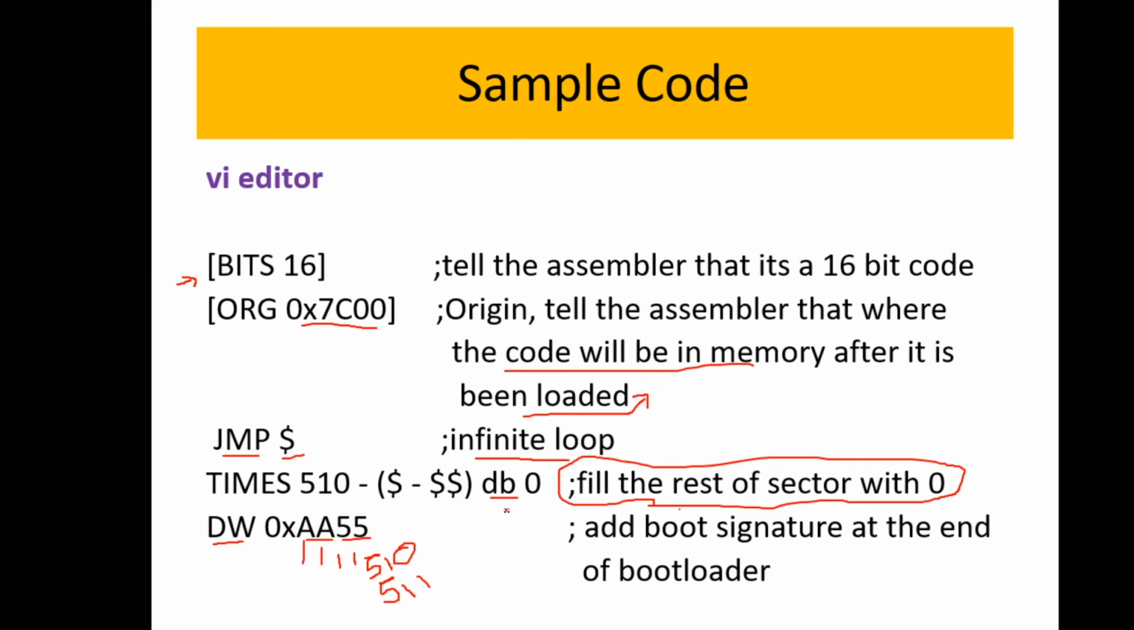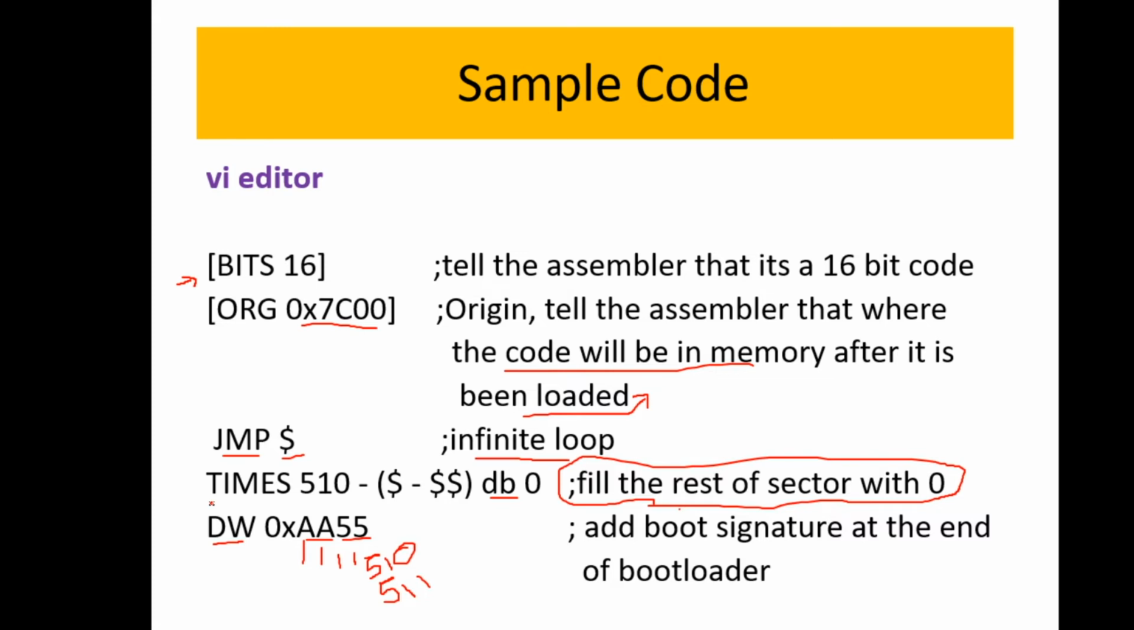So this is a simple code. We just initialize with 16 bits and we just give an origin. We have not written any other code. We are going to create a blank screen here. So we are going to put the value 0 a number of times. Times indicates this many times, from 510 minus the remaining space. So whatever remaining space we have from 0 to 509, all these places are going to be filled with a value of 0.